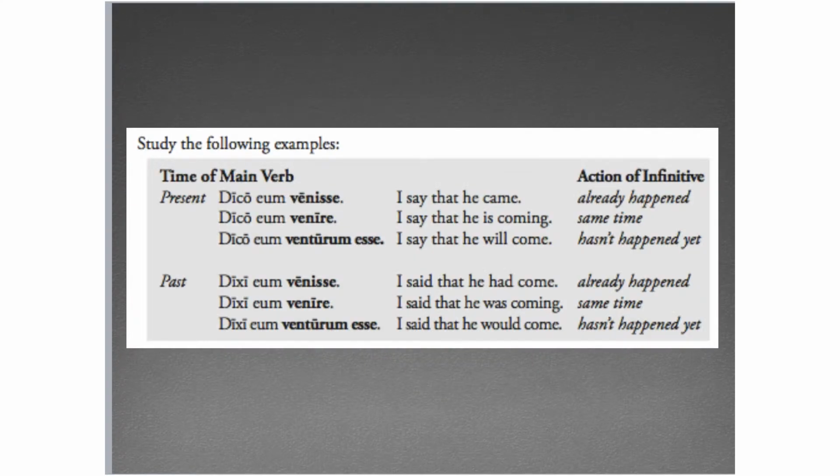Again, just a review of indirect statement. These are just the different tenses or tense combinations. Remember that indirect statement uses sequence of tense, which is a relative tense. Remember that the perfect infinitive is time before, the present infinitive is same time, and the future infinitive is time after. Those relationships don't change. The translation changes slightly based on the tense of the main verb, and you can see that here and here.